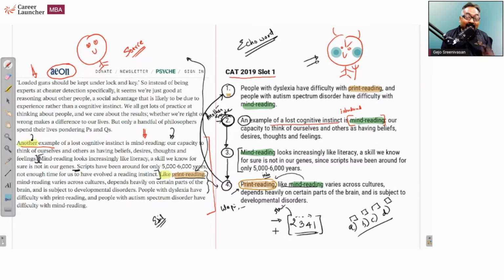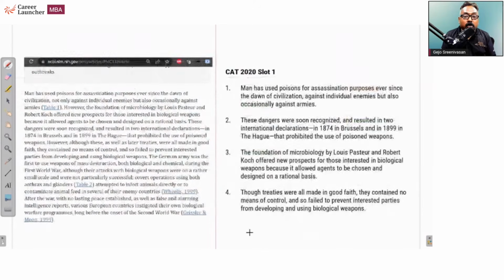But when it comes to type in the answer question, we can't do that. The paragraph that is given to us will be complete in itself. That is learning number 1. Number 2, CAT 2020 slot number 1. This is a paragraph here.